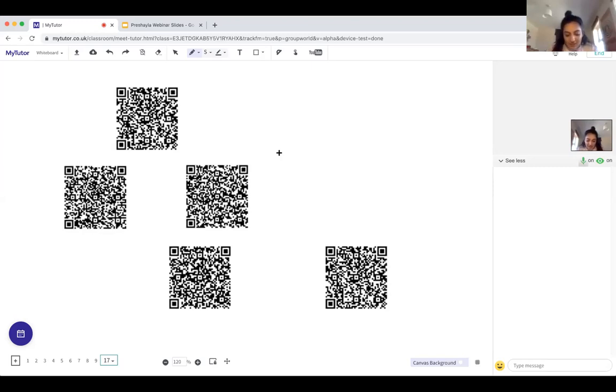What exam board is this? All the webinars that I do for physics are based on the AQA exam board, but a lot of the material overlaps with other exam boards.